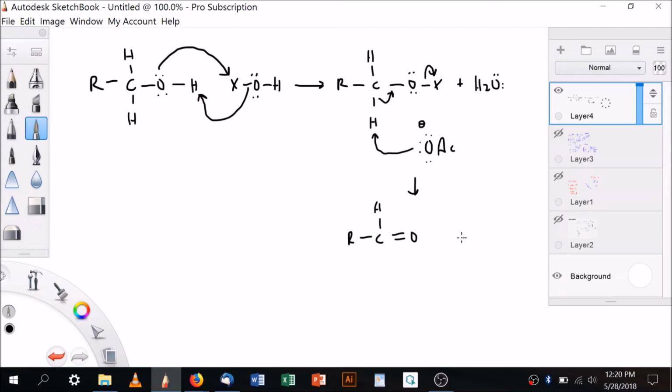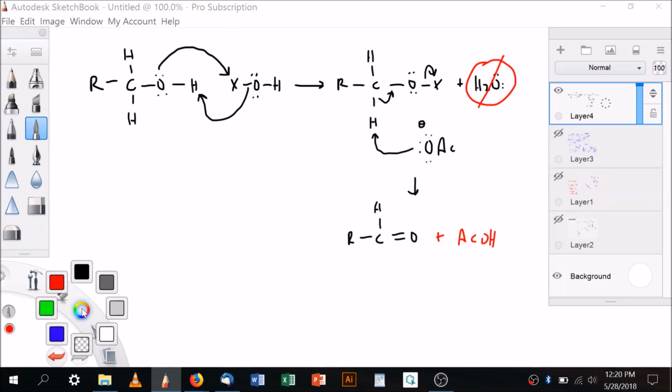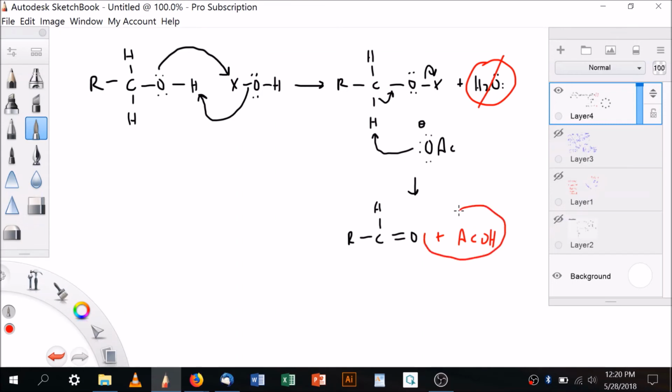You see that? We'll disappear the water now. That's just going off in solution, okay? I don't want to account for that anymore. And I'm going to say this is plus acetic acid, okay? Which I think we're not going to account for that anymore either. Let's go ahead and circle that. So we don't care about that anymore.